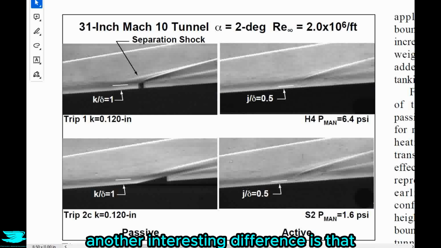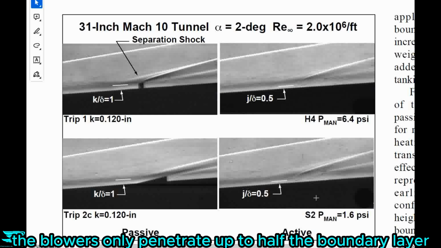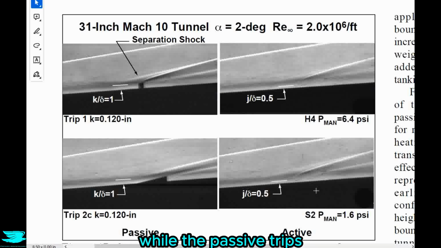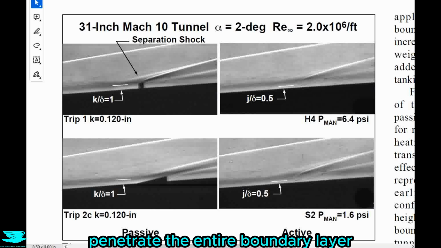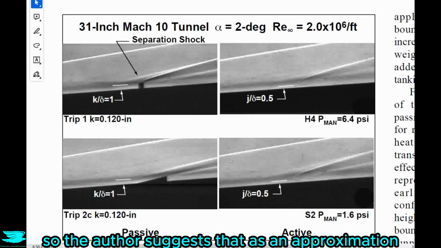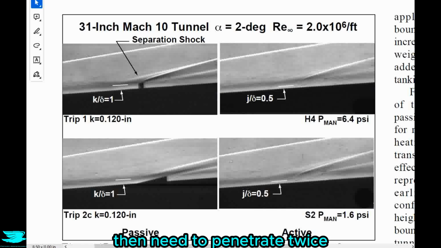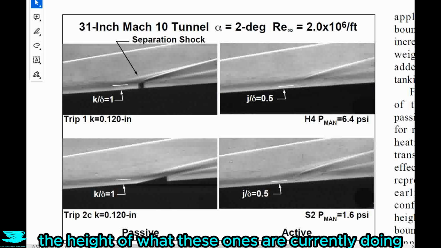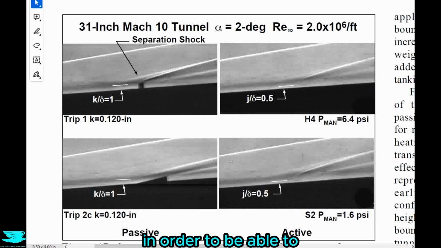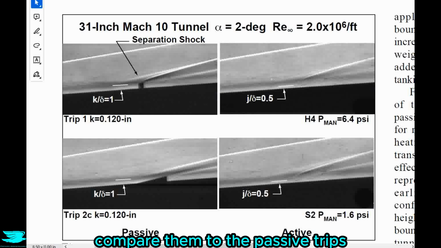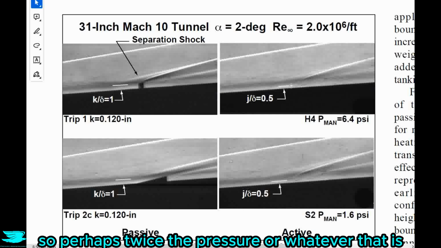Another interesting difference is that the blowers only penetrate up to half the boundary layer, while the passive trips penetrate the entire boundary layer. So the author suggests that as an approximation, the blowers then need to penetrate twice the height of what these ones are currently doing in order to be able to compare them to the passive trips. So perhaps twice the pressure or whatever that is.